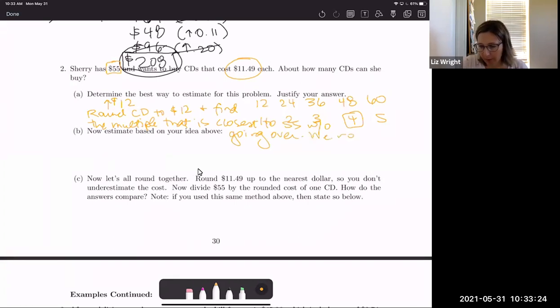We rounded $11.49 up for easier calculations and also to not go over budget.